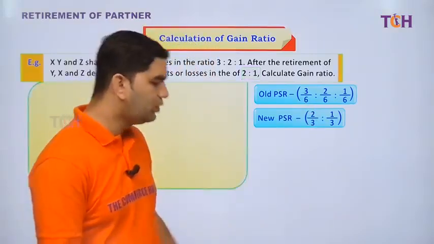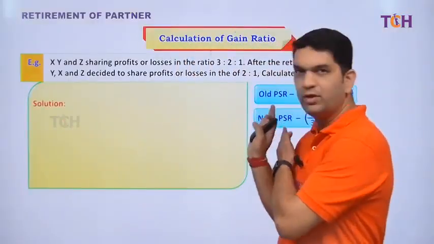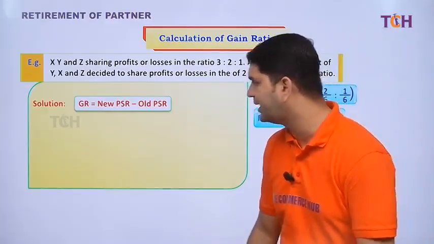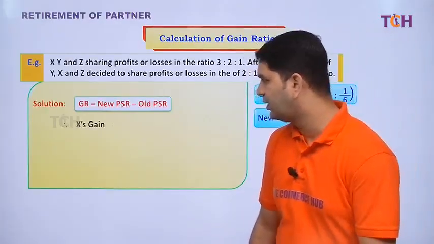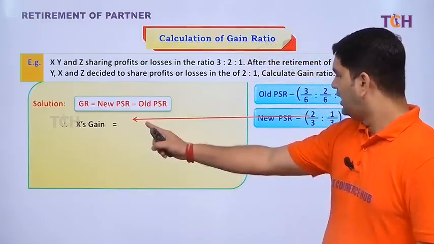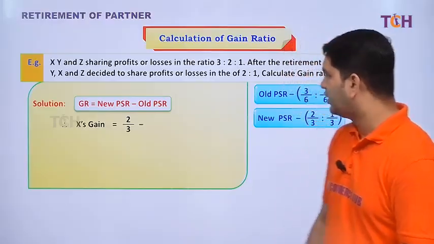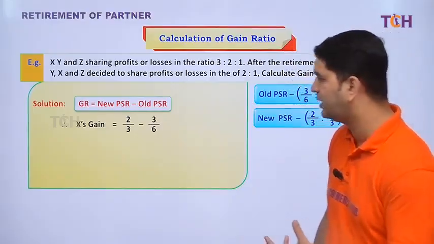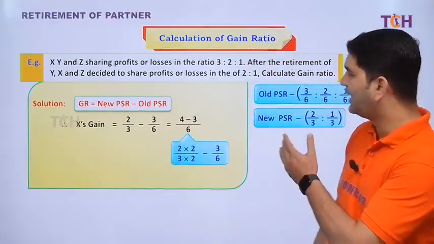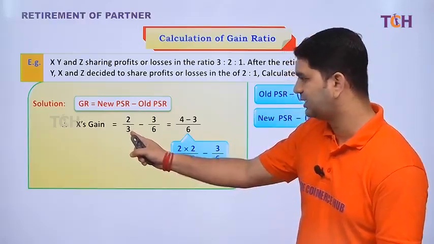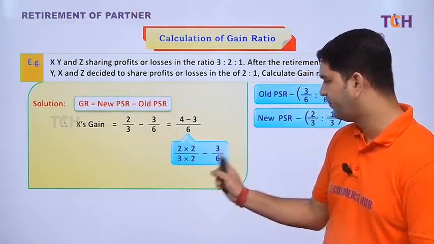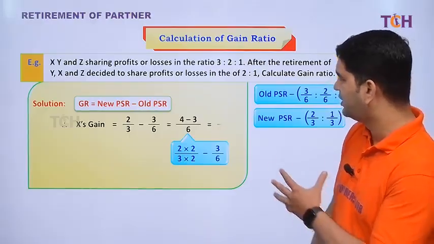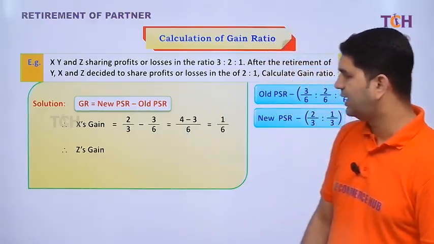Let us move to the calculation part now. This is already given to you. Now, we'll understand how to calculate it. GR's formula is NPSR minus OPSR. Therefore, for X's gain, what will we calculate? NPSR is 2/3 and OPSR is 3/6. So 2/3 minus 3/6, we have to equalize the denominator. If we have to equalize this at 6, we will multiply it by 2. So 4/6 minus 3/6 is going to be the calculation. So it is 1/6.